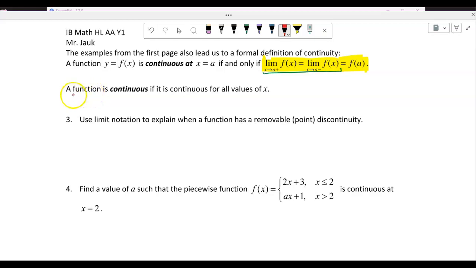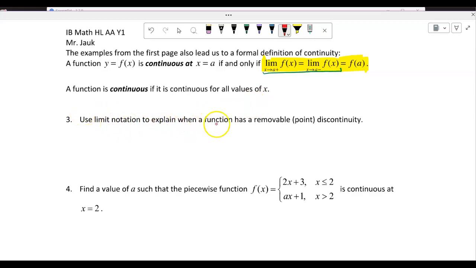Is there a place I can find a summary of every single rule? A function is continuous if it is continuous for all values of x. So you can't have a hole, you can't have an infinite discontinuity, you can't have a jump discontinuity.